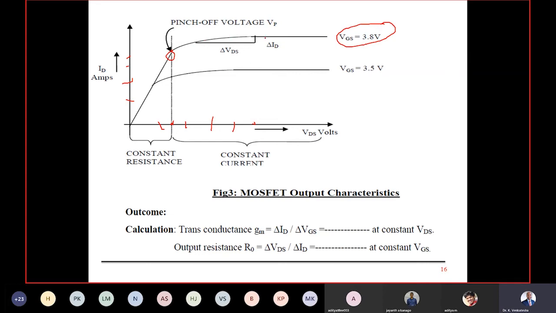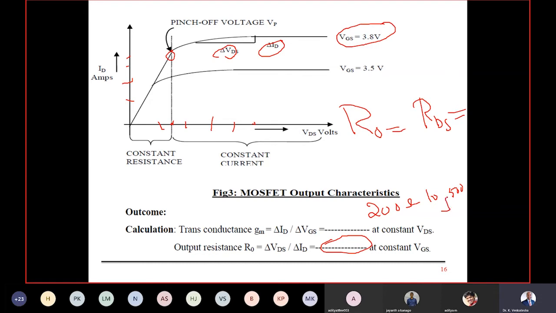Then you take the slope of this and take the ratio of delta VDS by delta ID. That will give my output resistance R naught, nothing but the drain to source resistance RDS, which is referred to in your manual. So RDS is from a plot of delta VDS versus delta ID. Take the ratio, and this gives the output resistance. This will be somewhere under 200 ohms, and it can go up to 500 ohms also.